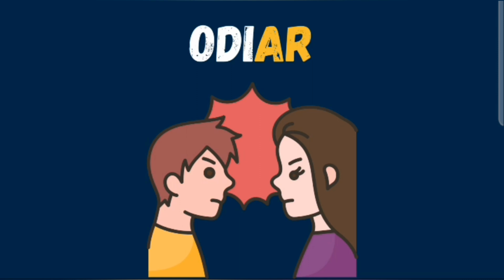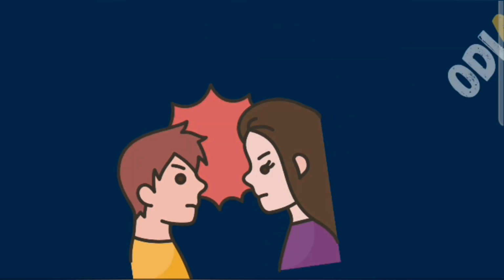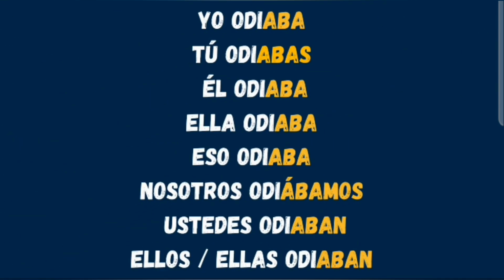Next verb we have is to hate. To hate means odiar in Spanish. Let's see how you have to conjugate this verb in the imperfect past.